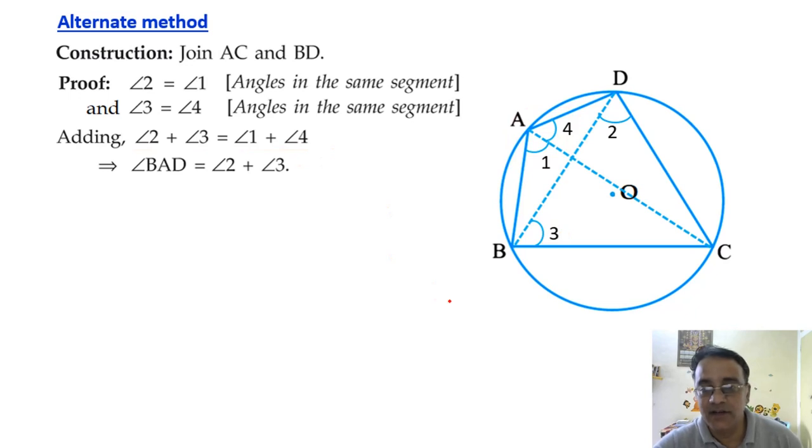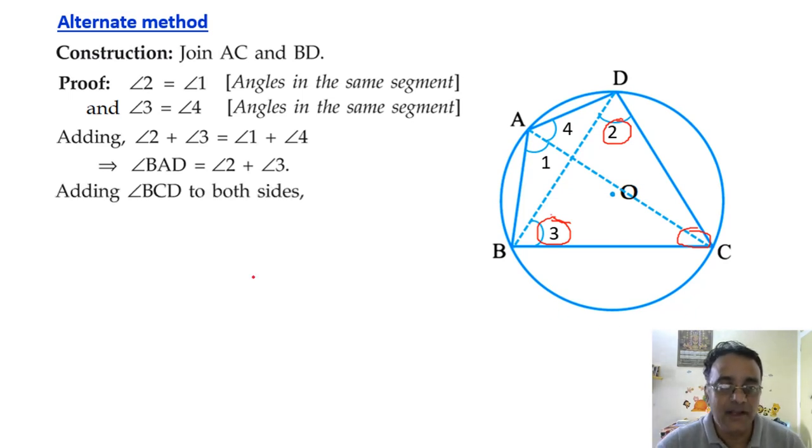Okay, fine. Now what is the sum of these three angles? Angle 2 plus angle 3 plus angle 6. 180 degrees. Why? Angles are property of triangle, so that property also we are going to use. So now next step, adding angle BCD to both sides.